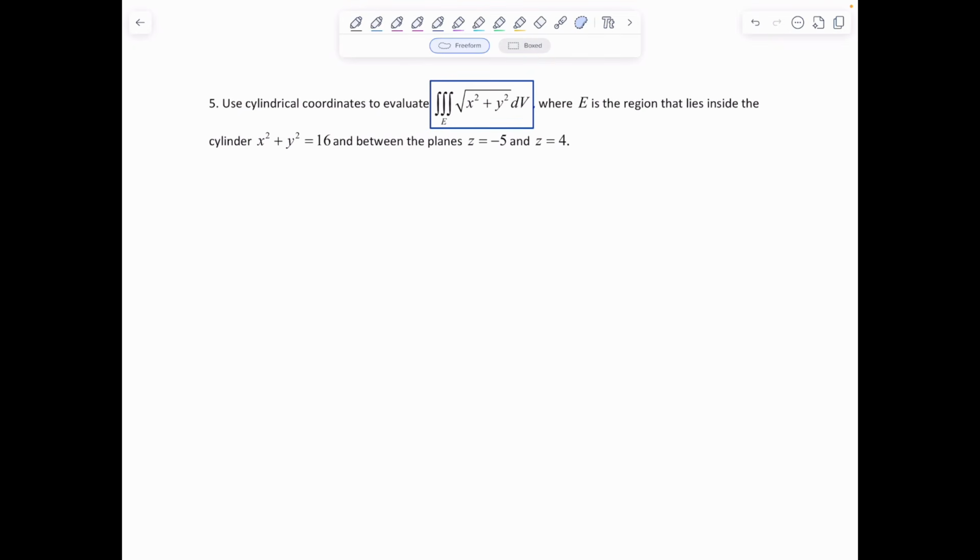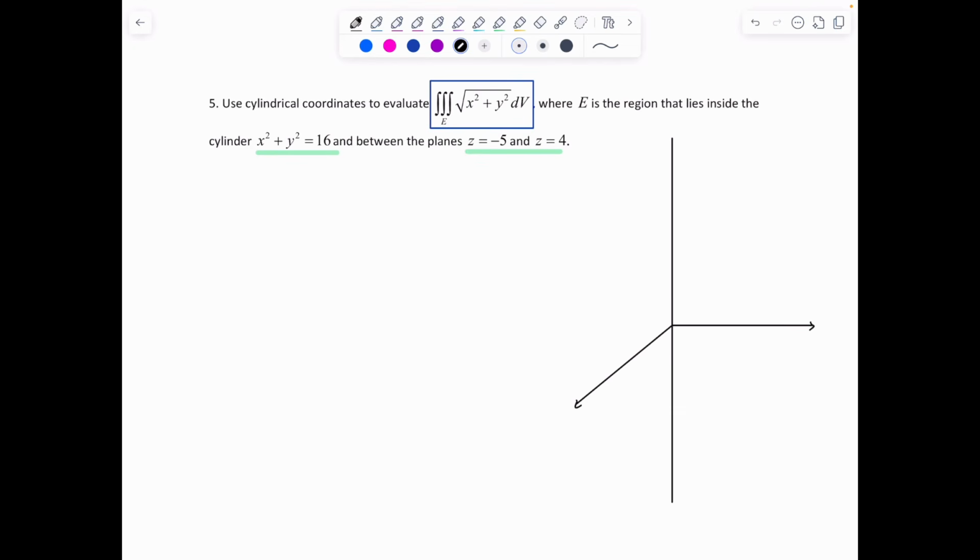Now, my limits of integration are determined by E. E is the region that lies inside the cylinder, x squared plus y squared equals 16, and then between the planes, z equals -5 and z equals 4. Okay, so here's what's going on. z equals -5, z equals 4. We know what that looks like. Those will just be 2 planes parallel to the xy plane.